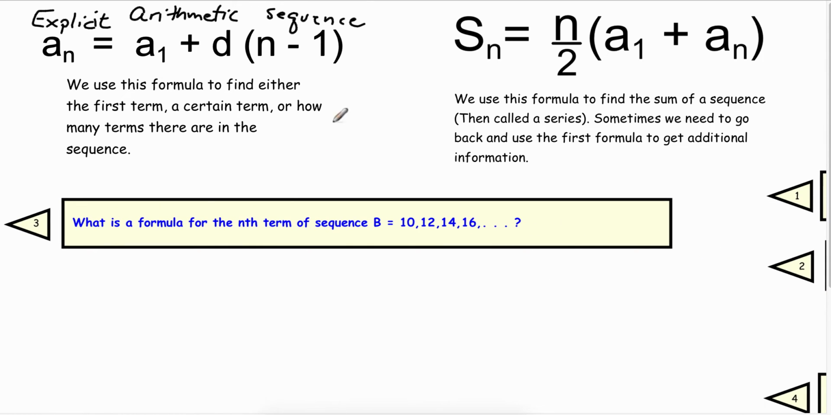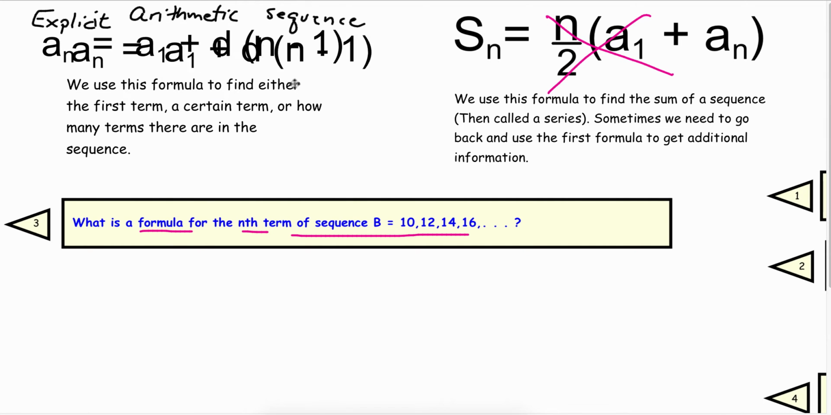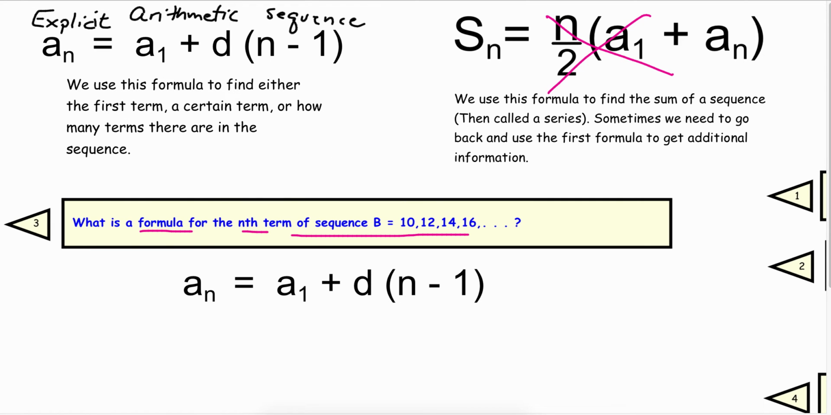So once again, let's read what we're doing here. What is the formula for the nth term of this sequence? Well, they didn't ask me to sum anything up. So once again, I'm writing here. So let's bring this bad boy down and see what we got. Okay, for the nth term, I don't know what n is there, and I'm not going to know what n is there. It says the first term. Oh, I know what the first term is. The first term is 10.